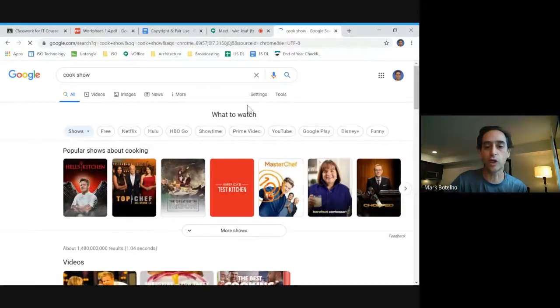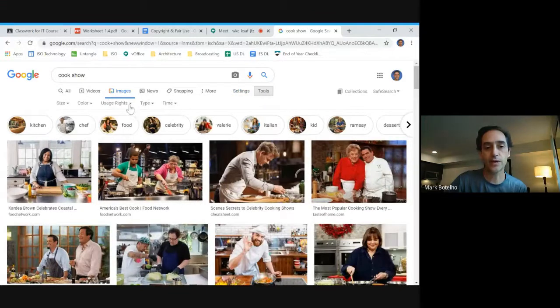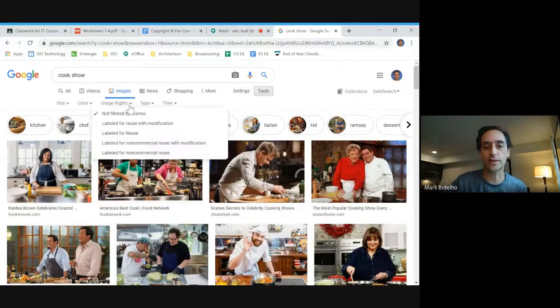You go here, and I want to look for images that have to do with cook shows, and I go up into tools. There's a section in here called usage rights, and when you're looking for images, you can actually look for labeled for reuse or with modification or slight modifications or non-commercial use. And you can use any of these pictures. They already gave permission to Google, so you don't have to technically cite where you got it. So that's one way to make sure that you don't get in trouble.